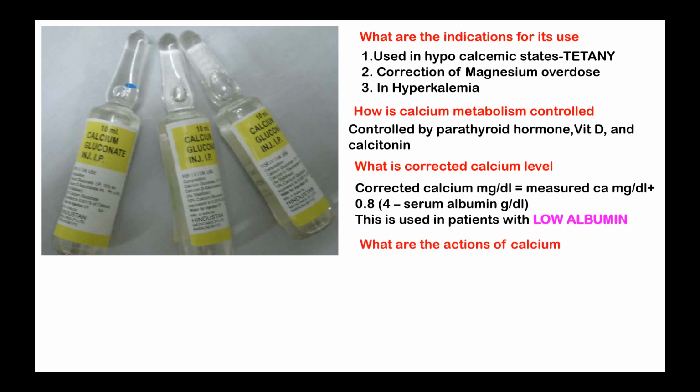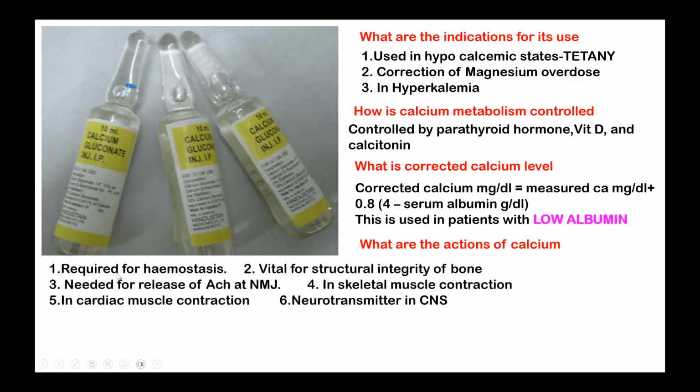Muscle contraction. Which muscle contraction? Skeletal or smooth muscle? For coagulation cascade. Coagulation. So all peptide for hemostasis, vital for structural integrity of bone, needed for release of acetylcholine at neuromuscular junction, which was skeletal muscle contraction and cardiac muscle contraction, and which are neurotransmitter in CNS.